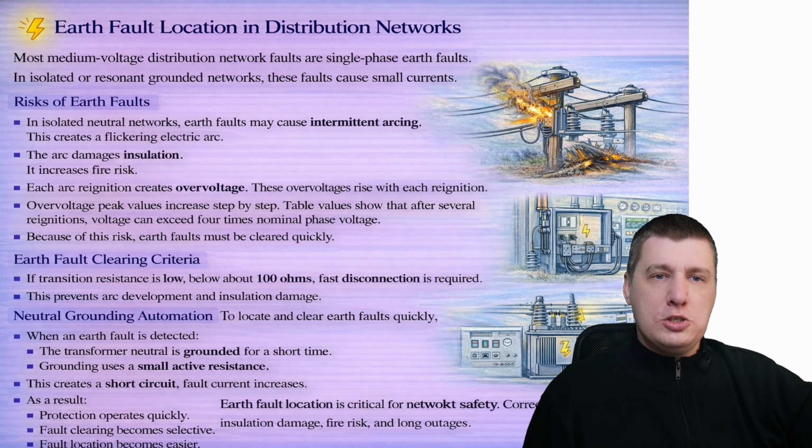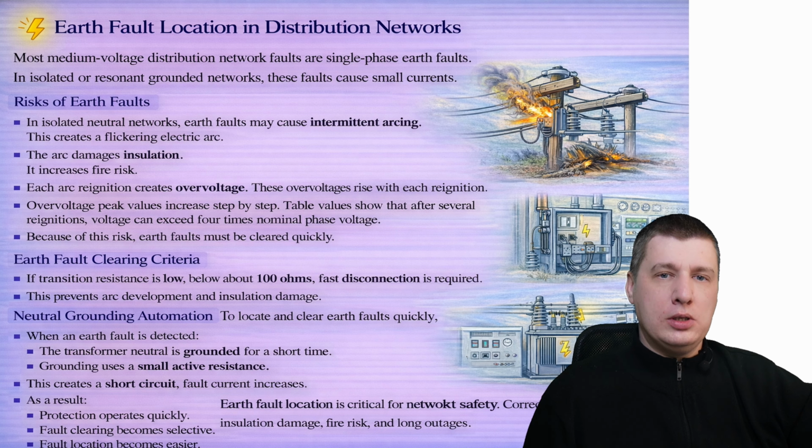Most medium voltage distribution network faults are single-phase faults. In isolated neutral networks, these faults cause small currents. Because earth fault current is low, protection may not always operate. Automatic reclosing may also remain inactive. In some cases, the feeder is not disconnected at all.